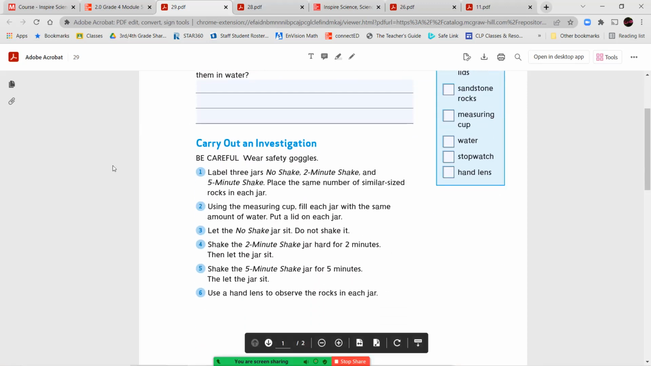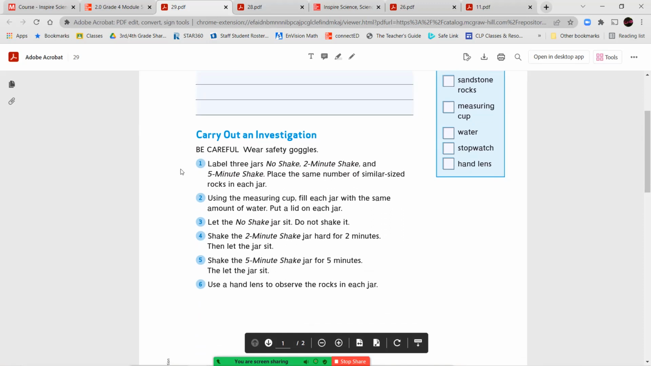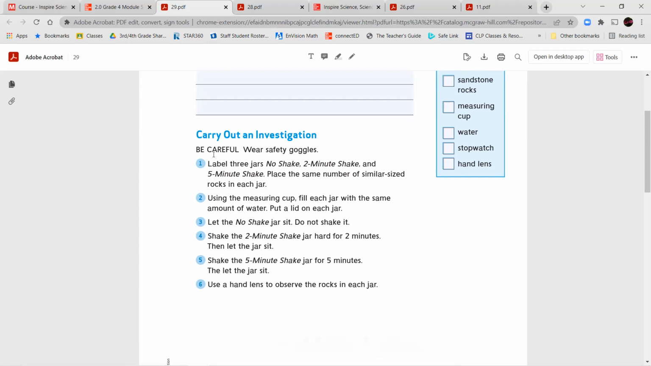So then we're going to go through. After you finish writing your prediction, we're going to carry out our investigation. So we're going to label 3 jars. One is the no shake jar, one is the 2-minute shake jar, and one is the 5-minute shake jar. So you're going to put the same amount of similar sized rocks in each one, and you're going to use the measuring cup to fill them with the same amount of water. You're going to put the lid on each jar.